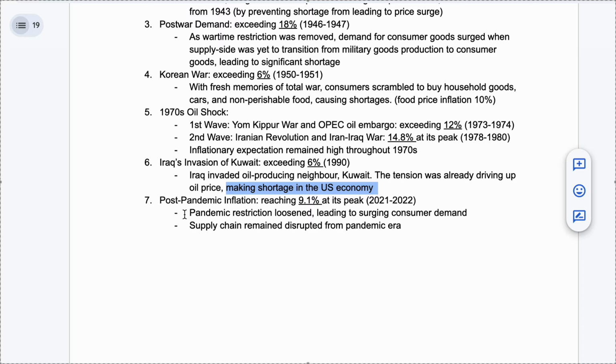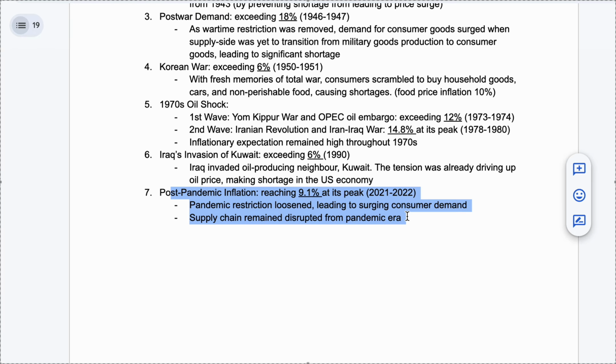It's exactly the same thing. And the last one that I'm going to talk about is post-pandemic inflation, which reached 9.1% at its peak. Very, very high, and it was very painful inflation that people still remember, I believe. Okay, why did this happen? We all know that shortage caused inflation. Then we have to think about what caused that shortage, okay?